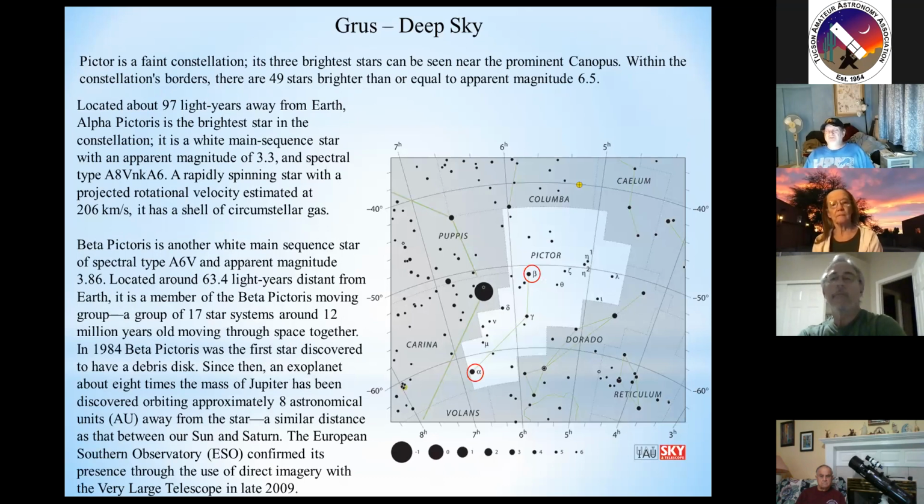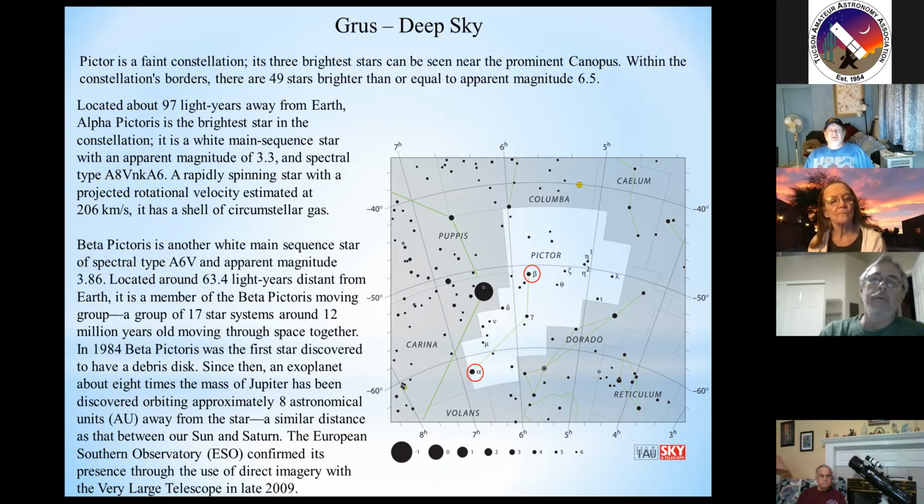So that's Pictor, and there's Canopus there. Pictor is a pretty faint constellation. The three brightest stars can be seen near Canopus, and there are 49 stars brighter than magnitude 6.5 in the constellation. But the brightest star in Pictor, Alpha Pictoris, which is 97 light years from the Earth, is only magnitude 3.3, not terribly bright.